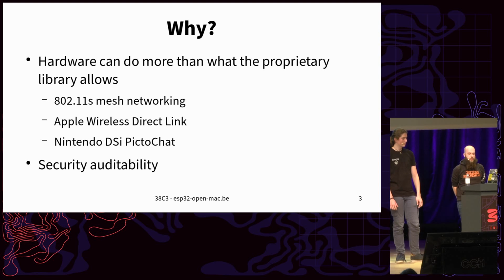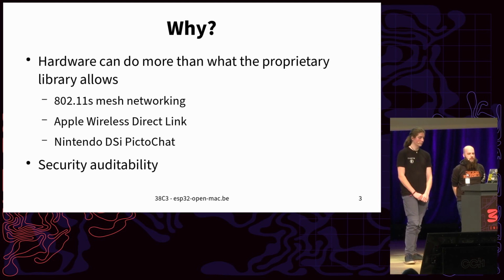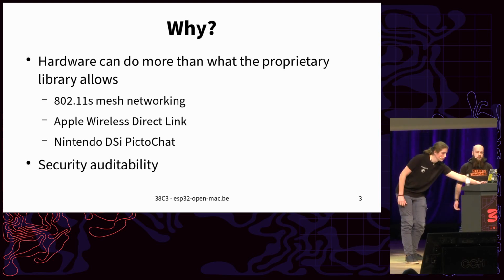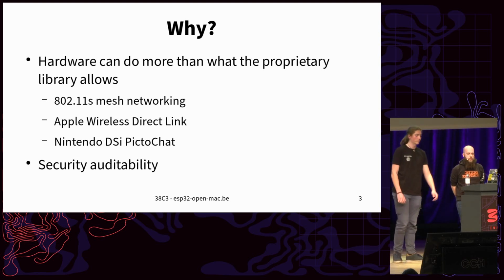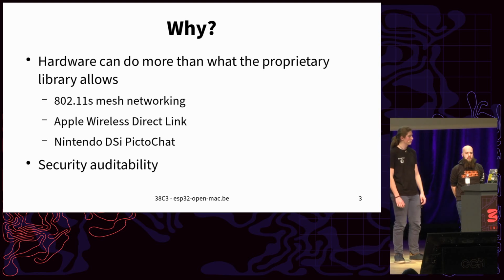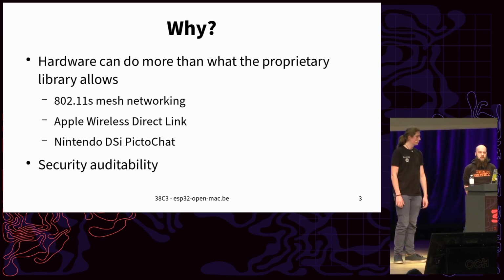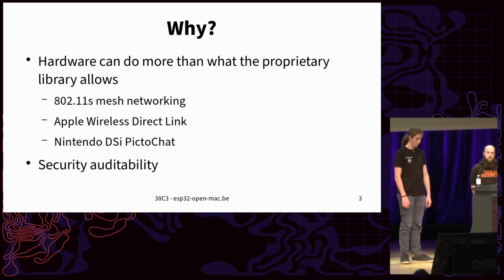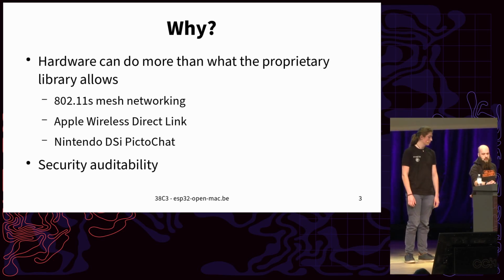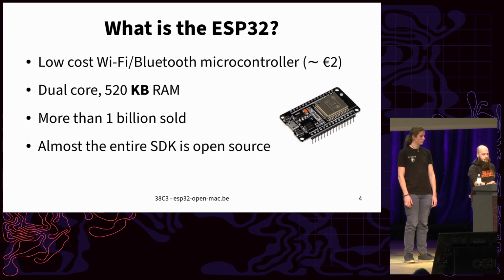And then another reason, security auditability. The Wi-Fi stack has a very large attack surface, but the binary blob is not really auditable. And then a final reason to reverse engineer this hardware is to allow using the Wi-Fi on other programming languages or other real-time OSs than the C/FreeRTOS that the ESP32 SDK ships with. So this gives us a lot more flexibility.